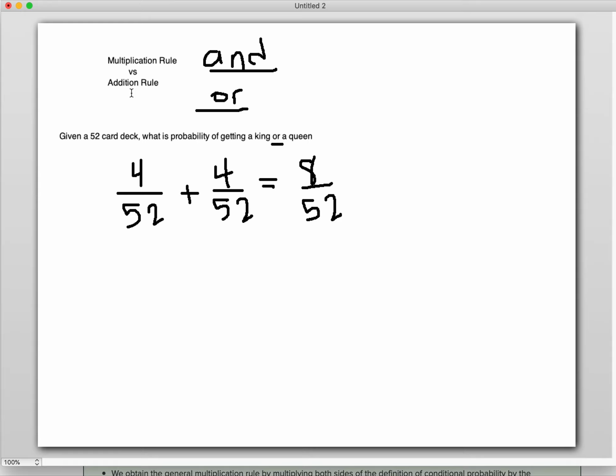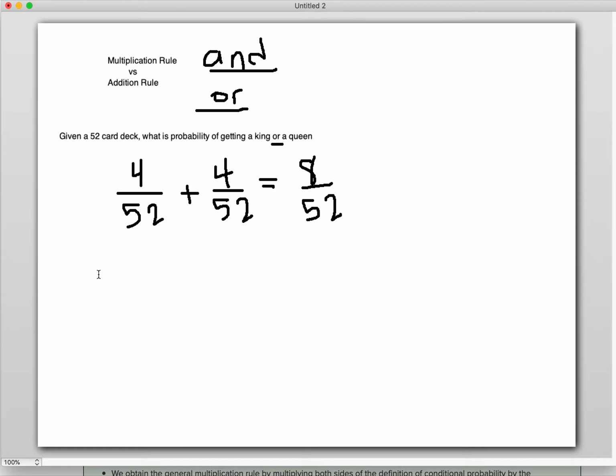If I'm flipping a coin, like we found in the discussion, the first flip does not affect what happens on the second flip. If I roll a die, what I get the first time does not affect anything to do with the second time. That's when we would multiply.